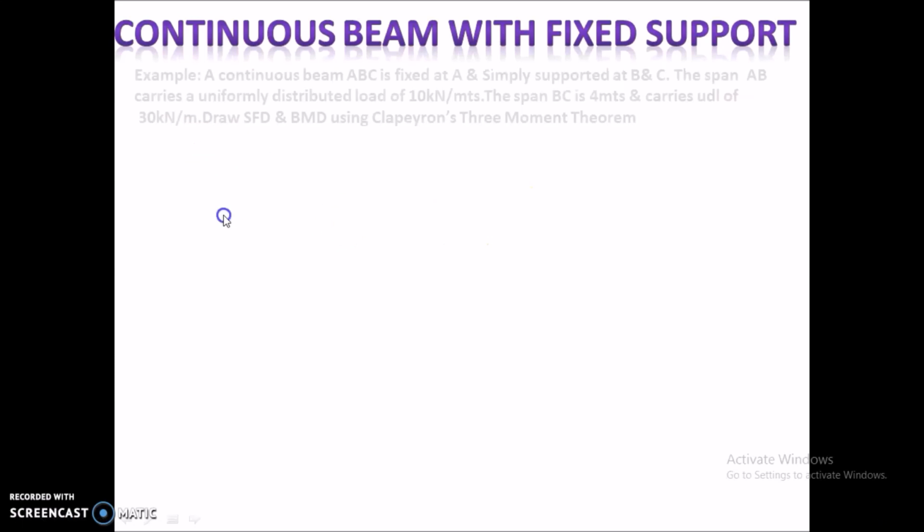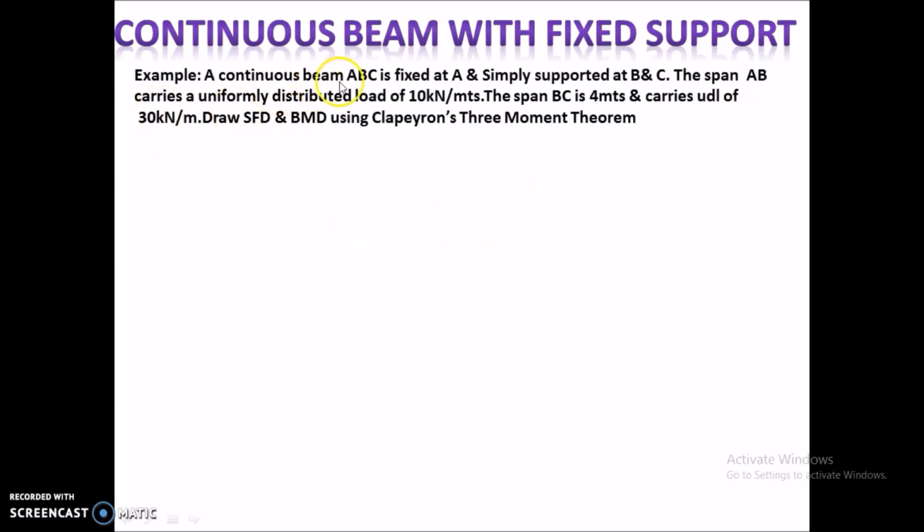So the question is this one. A continuous beam ABC is fixed at A and simply supported at B and C. The span AB carries a uniformly distributed load of 10 kN per meter. The span BC is 4 meters and carries a UDL of 30 kN per meter. Draw SFD and BMD using Clapeyron's three-moment theorem.